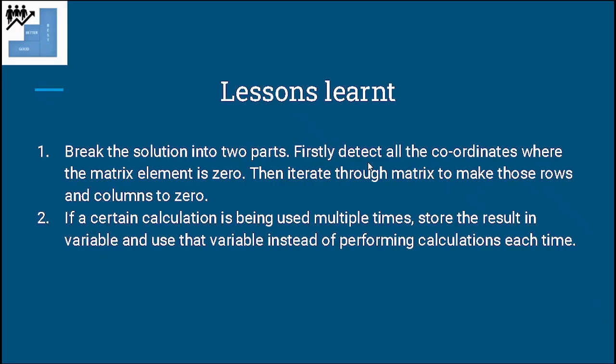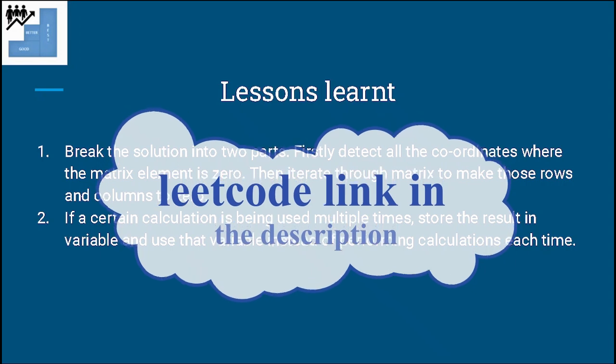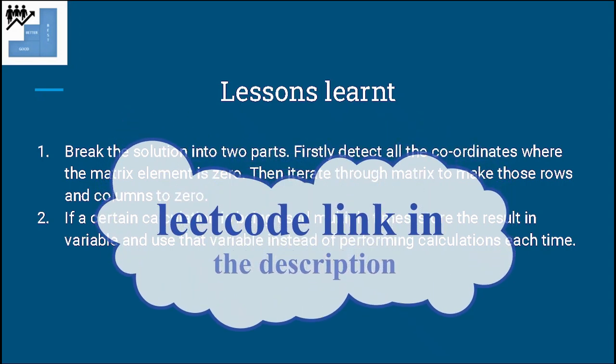Let's come back. So I'll summarize the lessons learned. Lessons learned was to break the solution into two parts. Firstly, detect all the coordinates, and once you get the coordinates, make all the rows and columns corresponding to those coordinates zero. If a certain calculation is being used multiple times, store the result in a variable and use that variable instead of performing the calculation each time to improve the time complexity. So that was the first question on the array.